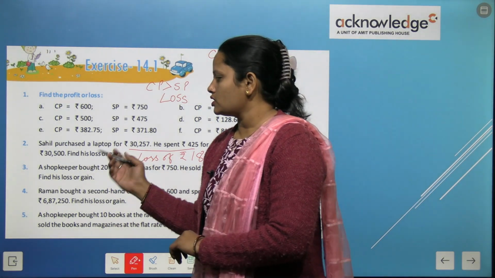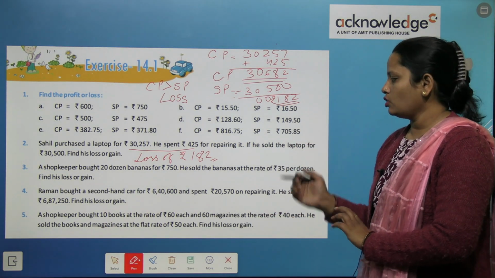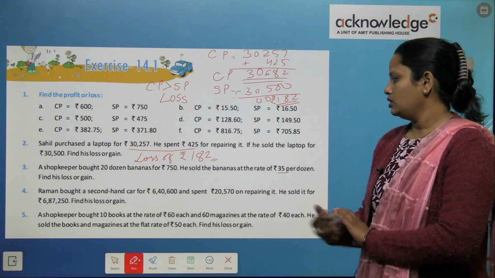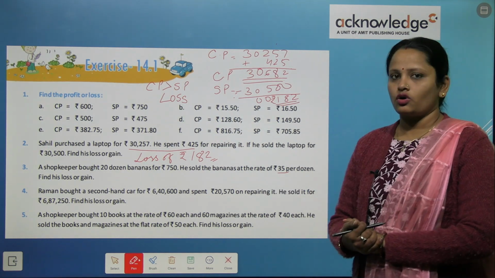Similarly, the next question is: the shopkeeper bought 20 dozen bananas for 750 rupees. He sold the bananas at the rate of 35 per dozen. Find the loss or gain.